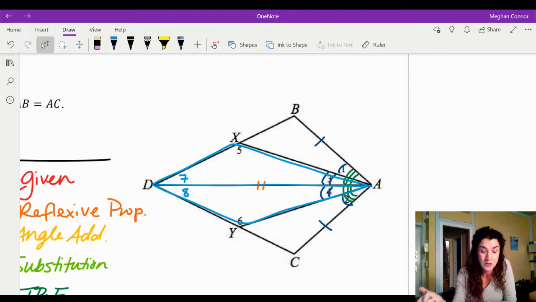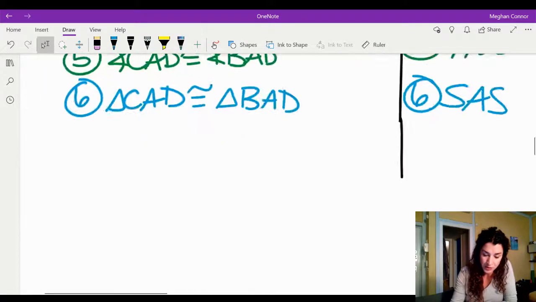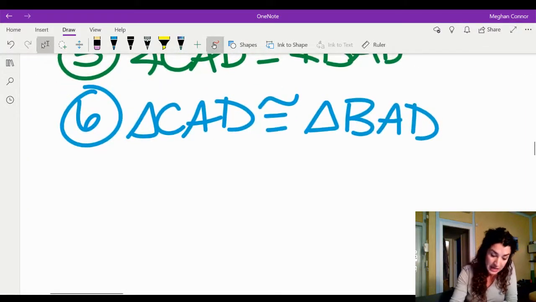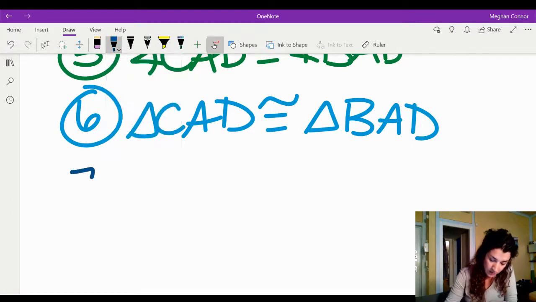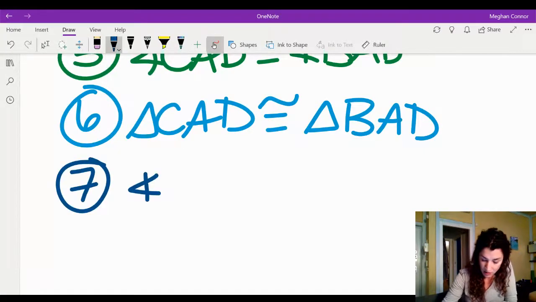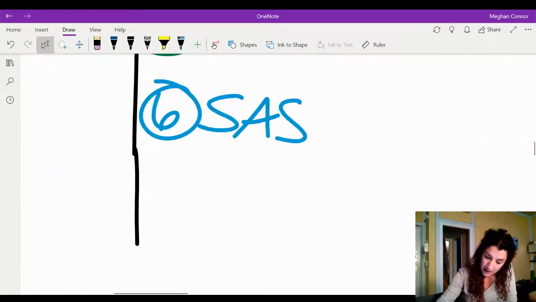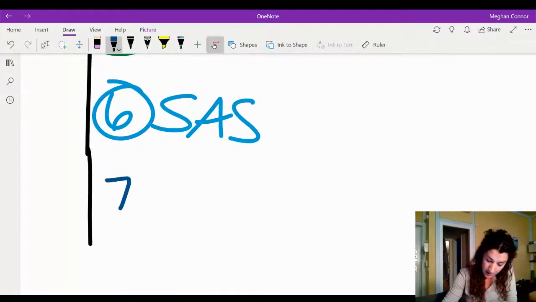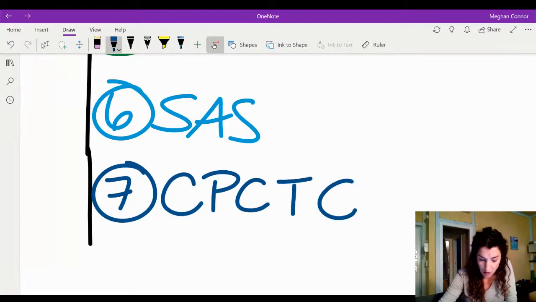So I can say that those guys are equal right now because I just finished proving that those triangles are equal. So since those triangles are equal, then I know that all of their corresponding parts must also be equal. Angle 7 equals angle 8 because of corresponding parts of congruent triangles are congruent.